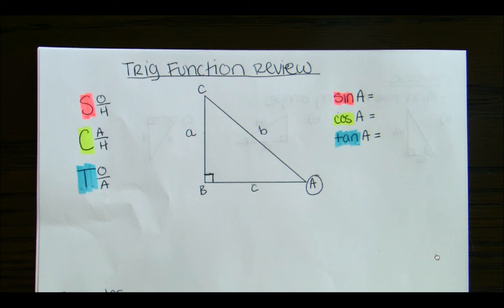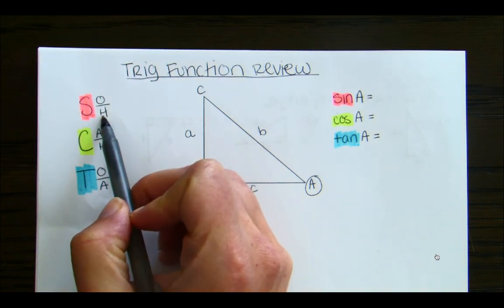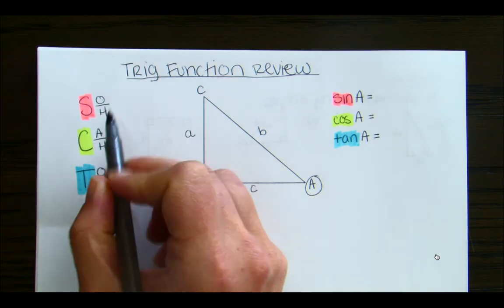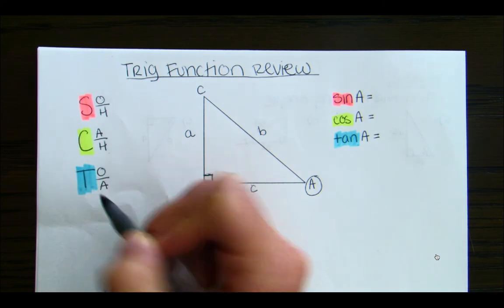In this video, I'm going to go over the trig functions that we have talked about previously. So we have sine, cosine, and tangent. Sine is opposite over hypotenuse. Cosine is adjacent over hypotenuse. And tangent is opposite over adjacent.